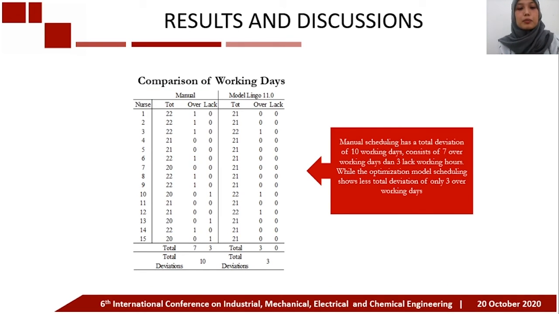Okay, this is the comparison of the working days from the manual schedule and Lingo. It can be seen that the manual schedule has a total deviation of 10 working days, consisting of 7 over working days and 3 days of under working days. While the optimization model scheduling shows less total deviation, of only 3 over working days.